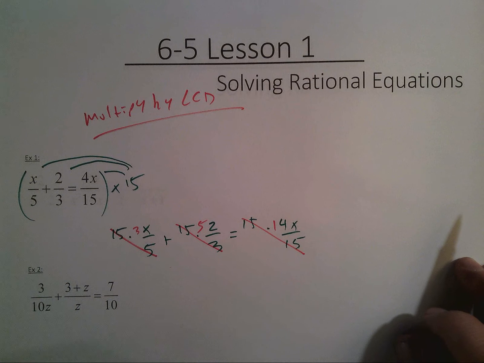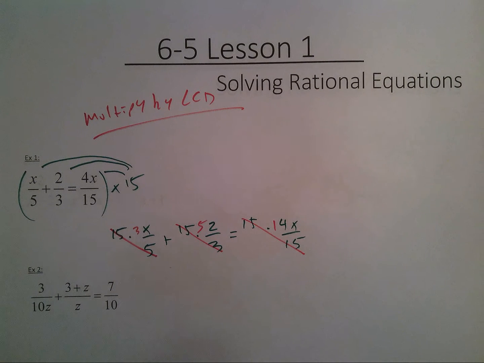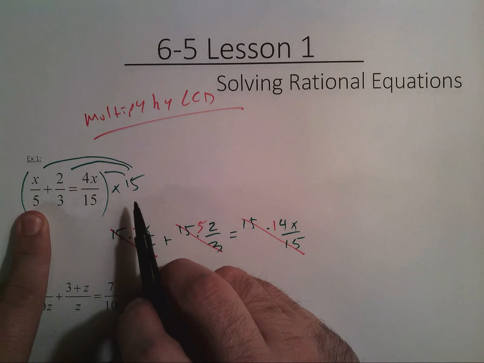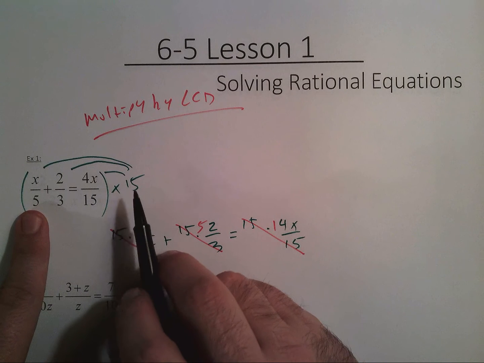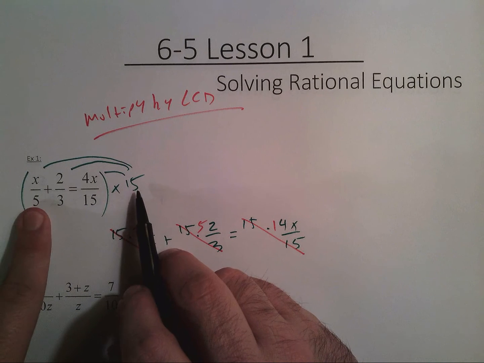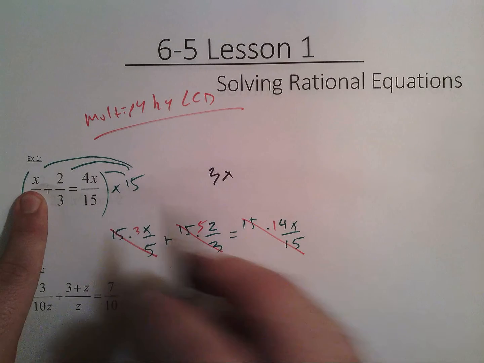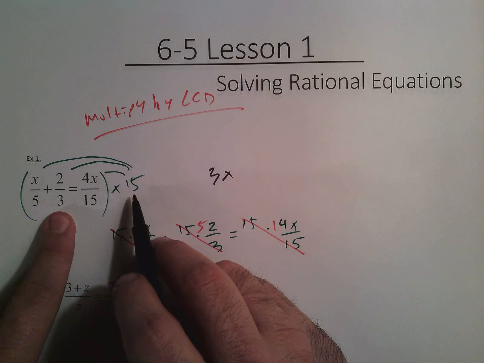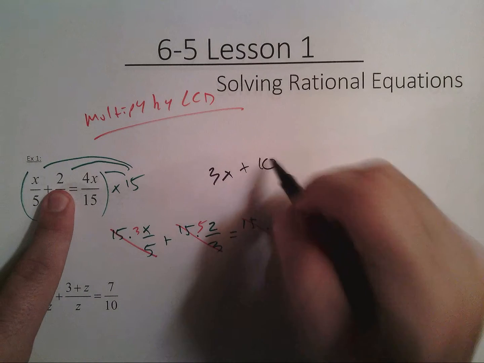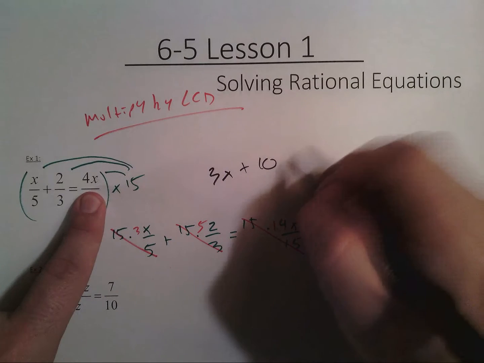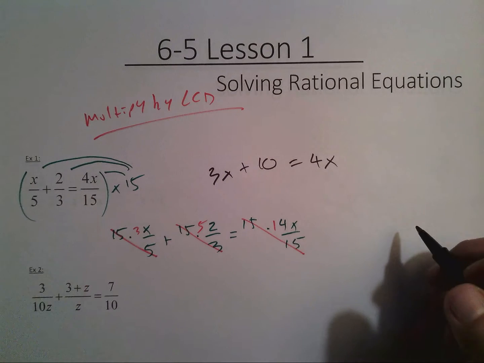Now, really what I do though is this. I take one finger and I point at what I'm going to multiply, and my pen and point to the LCM. So I have 15 and I'm going to divide by 5, which gives me 3. 3 times x is 3x. I have 15 divided by 3 is 5. 5 times 2 is 10. I have 15 divided by 15 is 1. I get 1 times 4x, which is 4x.